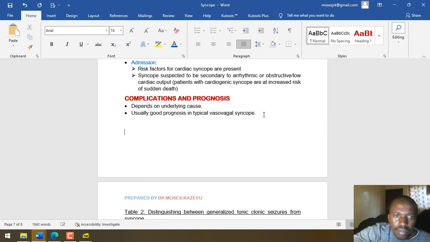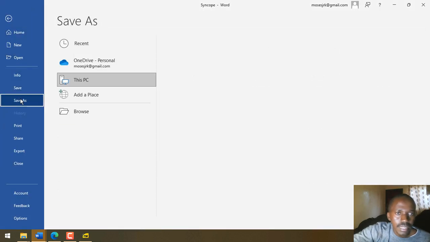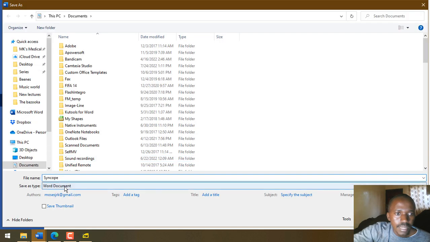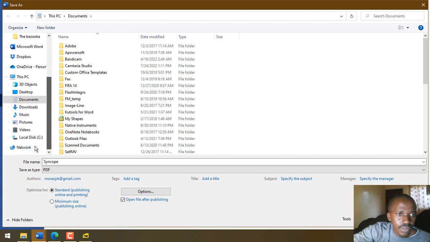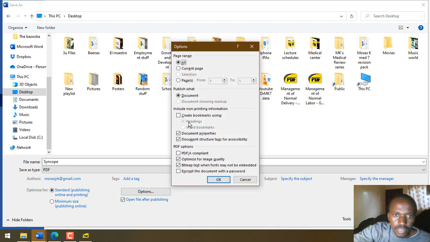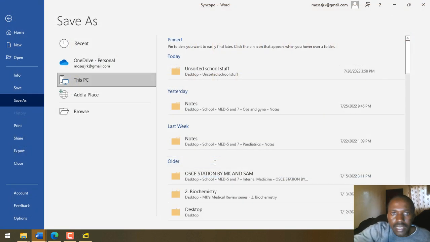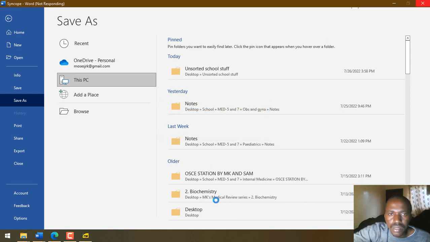So are you satisfied with everything? Generally, we're done with the study session, and we can save this. I would love to save this as a PDF. So we save as a PDF. We can save it to the desktop. If you want the bookmarks to show, go to options, select create bookmarks, create with headings, and we can save that. We can add the syncope by Dr. myself. Then we save that. It will take a short while because this is not a large PDF file. So there we go. And that's it.